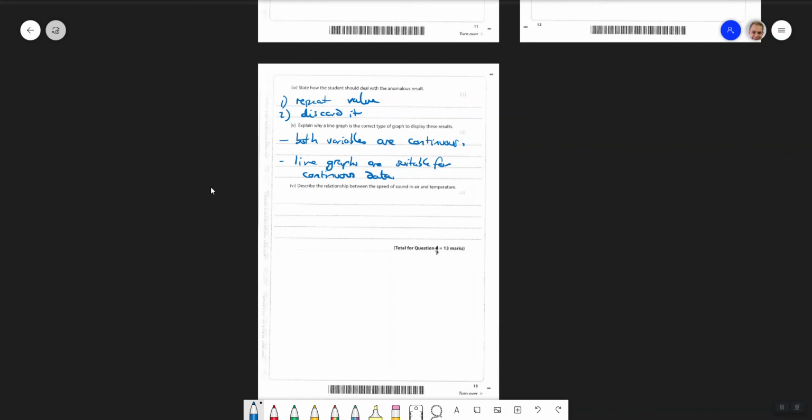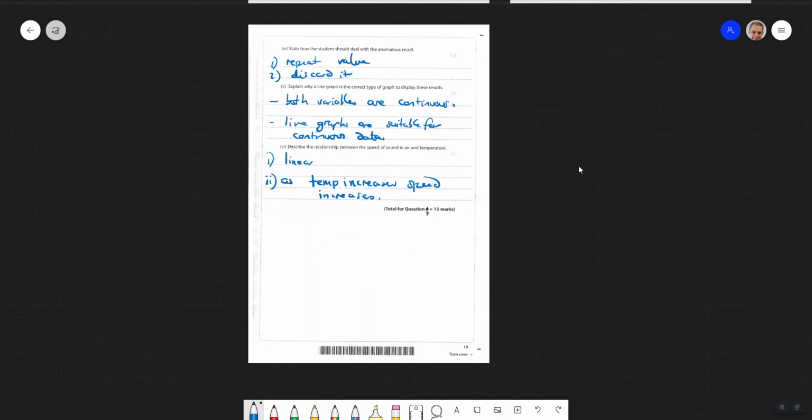Describe the relationship. So the first thing that you can get is that the relationship is linear. Okay, it's a straight line. The second point is for saying what that's showing: as temperature increases, speed increases. Okay, and there you go. And that was the entire thing.